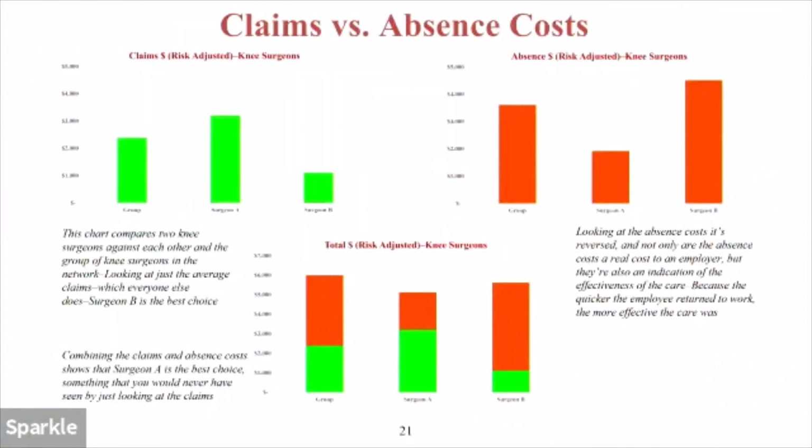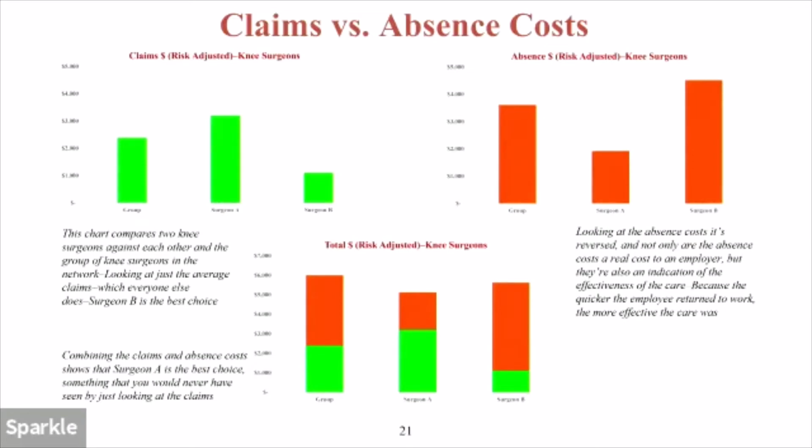Here's another way of looking at it. Here we're looking at 2 surgeons doing knee surgery, Surgeon A and Surgeon B. And we're comparing them against each other and then the group of surgeons doing knee surgery in the network, against the average for the group, the 50th percentile. So in the upper left in green are their average claims per knee surgery. Surgeon A is much worse than average. Surgeon B is much better than average. So just looking at the claims, you'd pick Surgeon B every time.